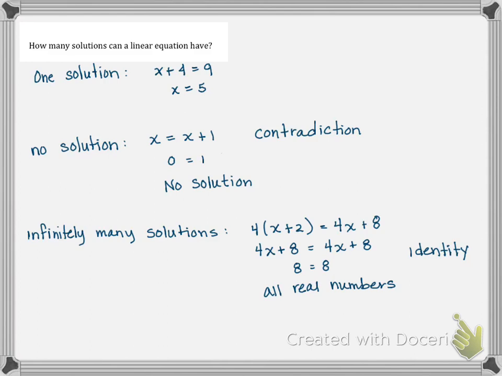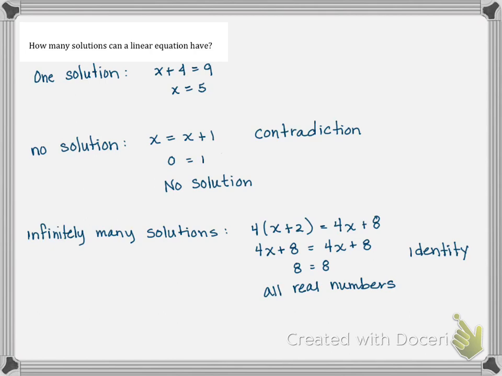Notice that in these last two situations, my x goes away both times. The difference is that when there's no solution, you get a statement that's never true, right? You get a number equal to some different number. Whereas if there's infinitely many solutions, you get a number is equal to itself. So you get a statement that is always true. And that's how you tell the difference when you're solving.